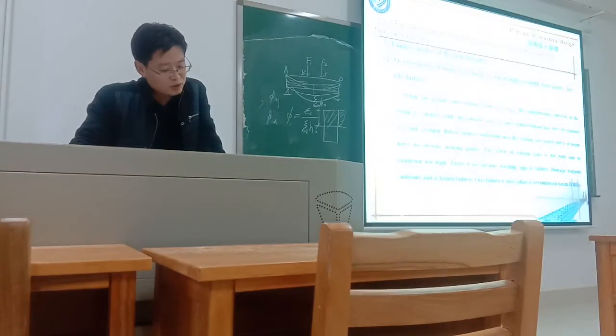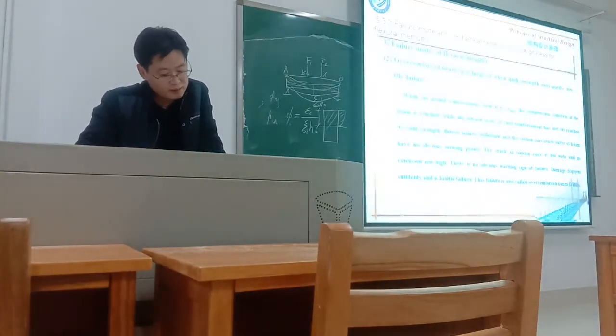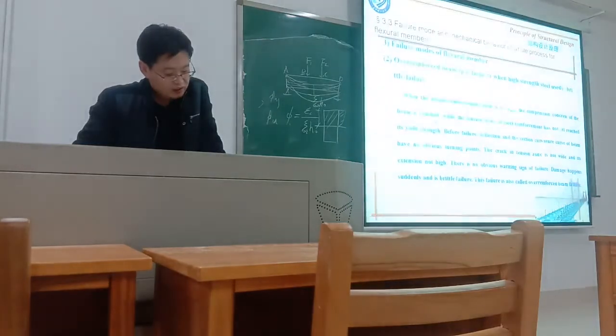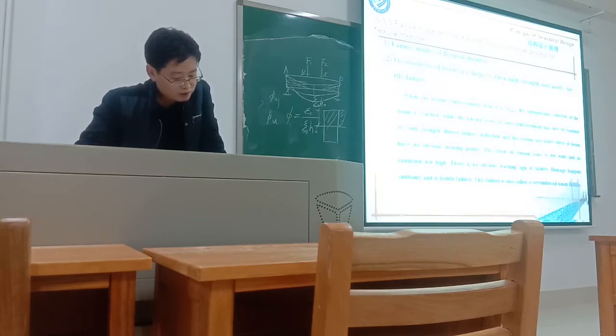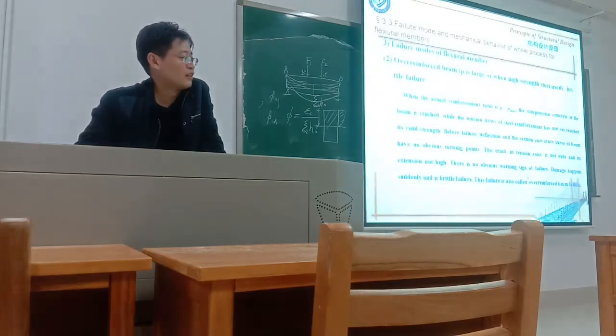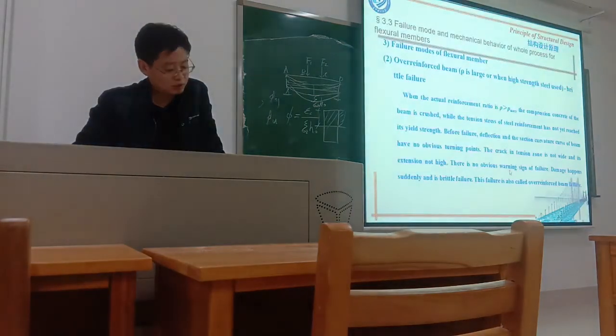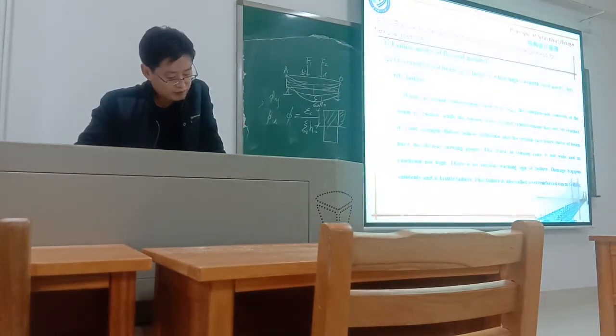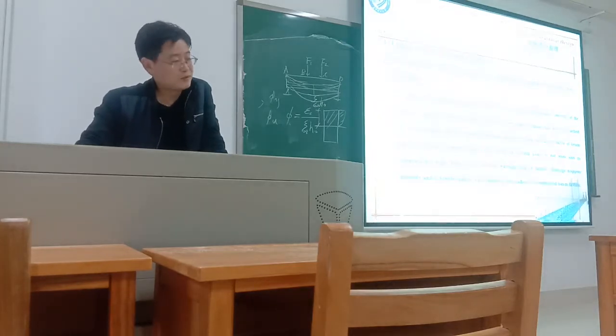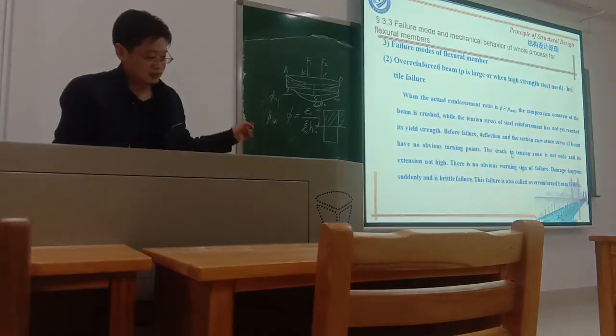So when the actual reinforcement ratio is larger than rho max, then the compressing concrete of the beam is crushed, while the tensile steel reinforcement has not yet reached the yield strength. Before failure, deflection and the section curvature of the beam have no obvious turning point. The crack is not wide and its height is not high. There's no obvious warning sign of failure. So it happens suddenly, and it's a brittle failure. This failure is also called over reinforced beam failure.